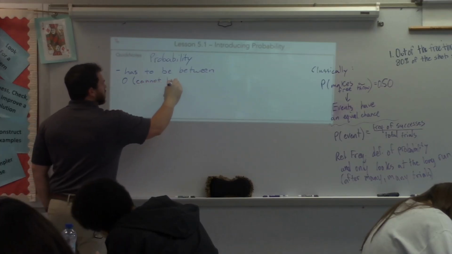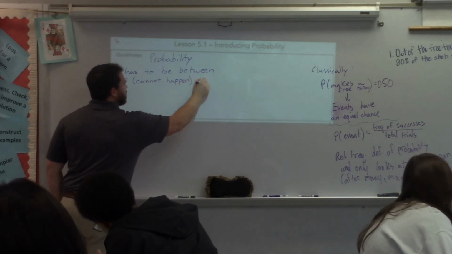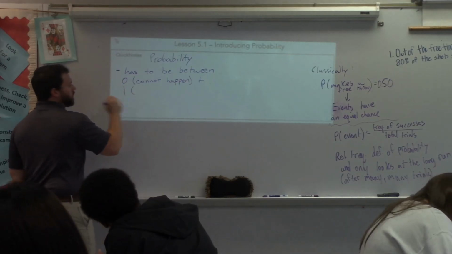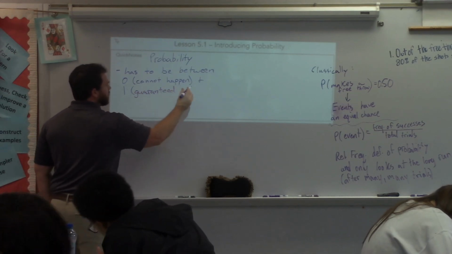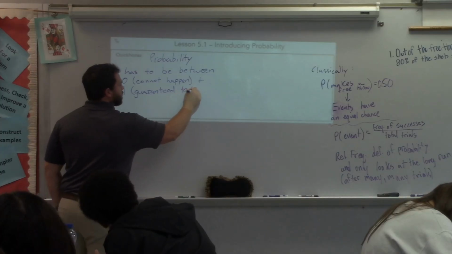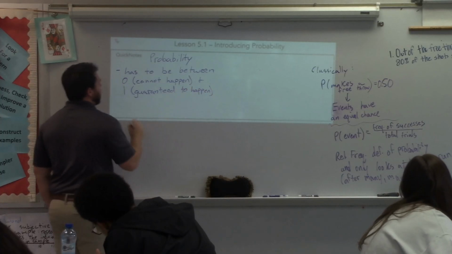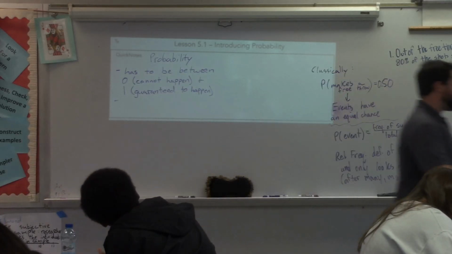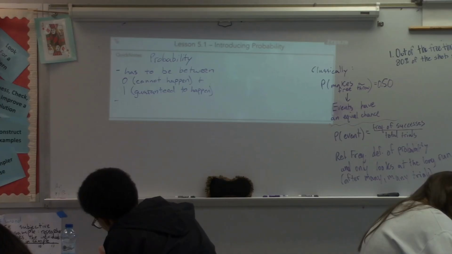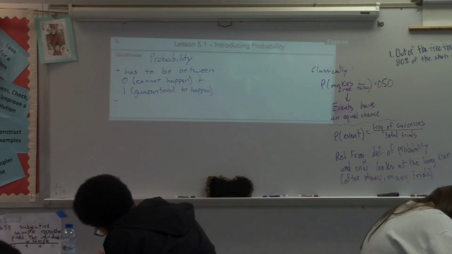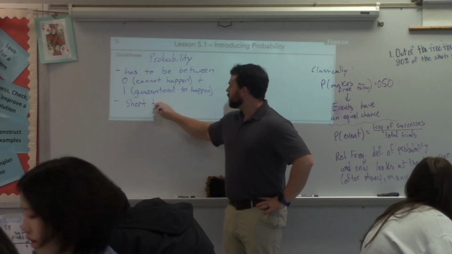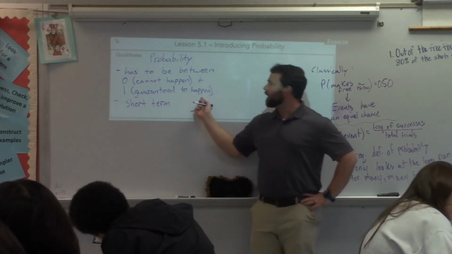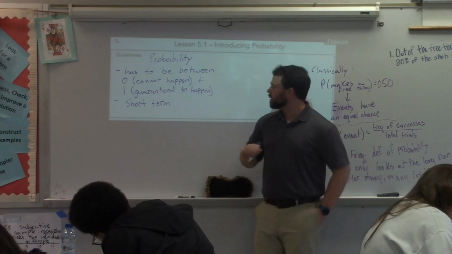So it has to be between 0 and 1, which means 1 always happens, guaranteed to happen. And please don't write this big because we have a few more bullet points. Cannot happen, guaranteed to happen. A probability of 1 is guaranteed to happen.